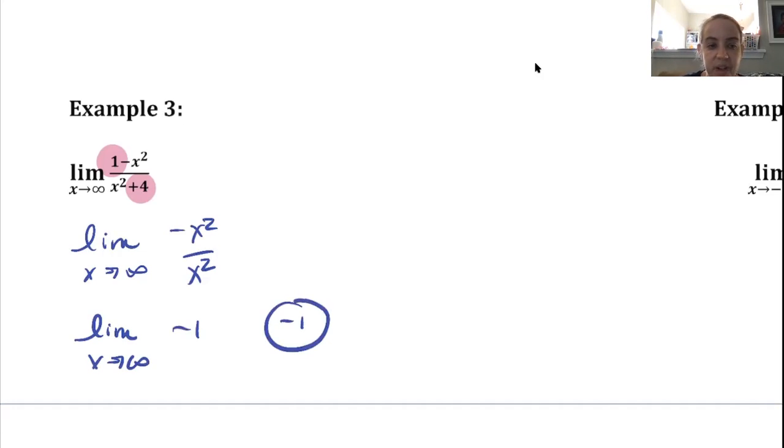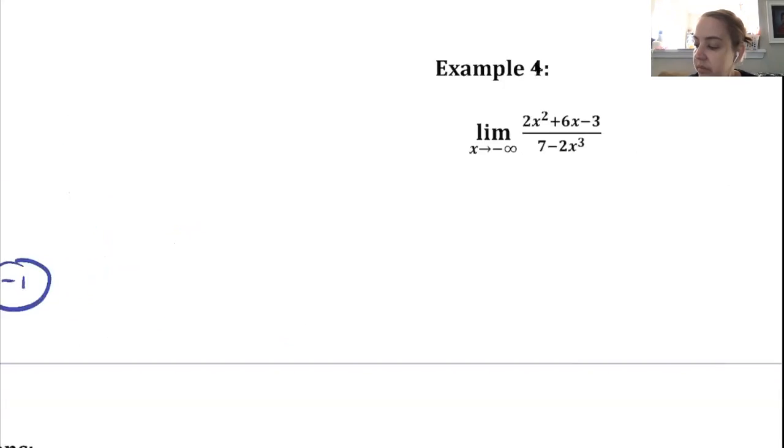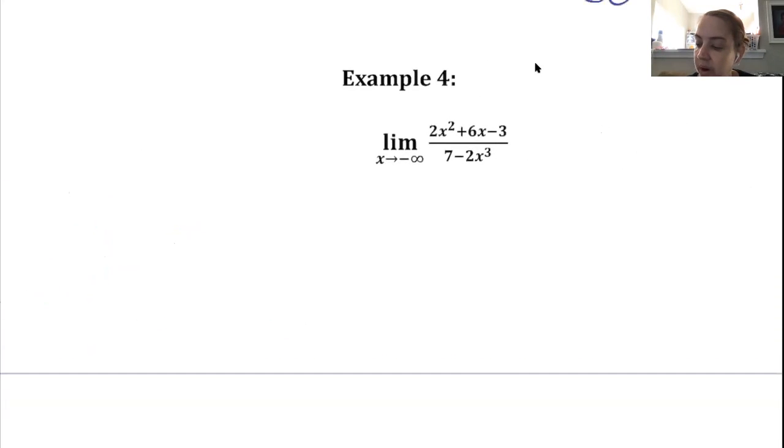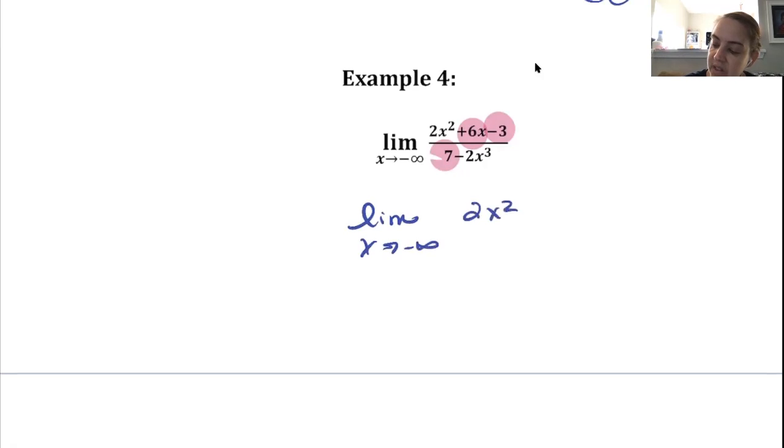Again, the rules from pre-calculus and the rules listed above on your notes say that if the powers are the same, the ratio of the coefficients, so negative 1 over 1 is negative 1. It's however you think of it. Example 4. If we're substituting infinity in the numerator, 6x is insignificant, negative 3 is insignificant, and the denominator 7 is insignificant. So this is essentially the limit as x approaches negative infinity of 2x squared over negative 2x cubed.